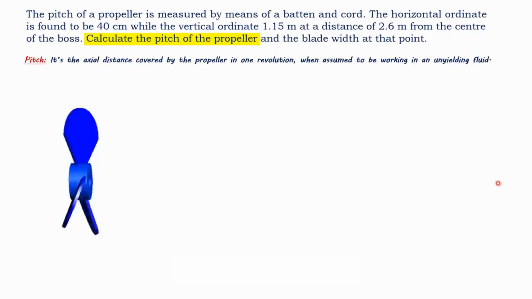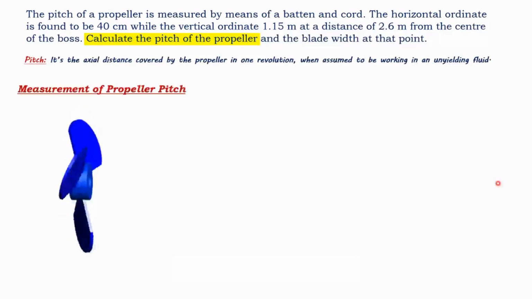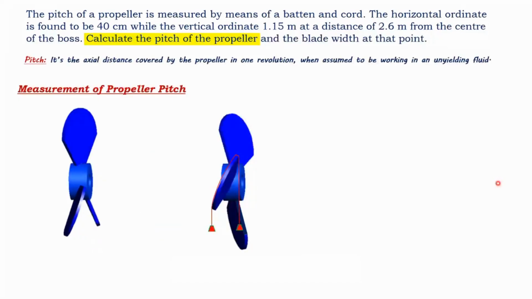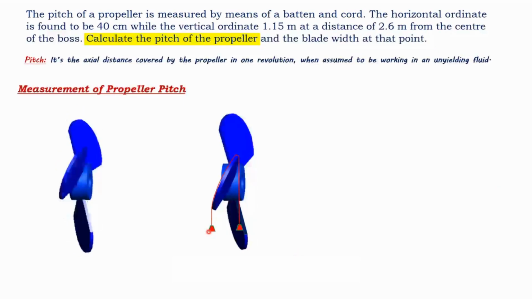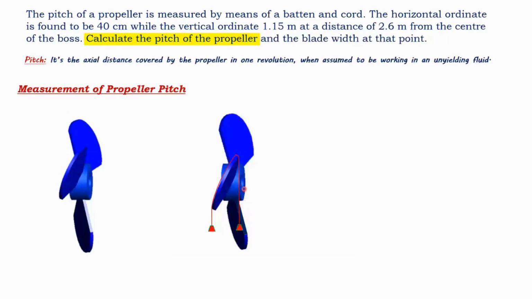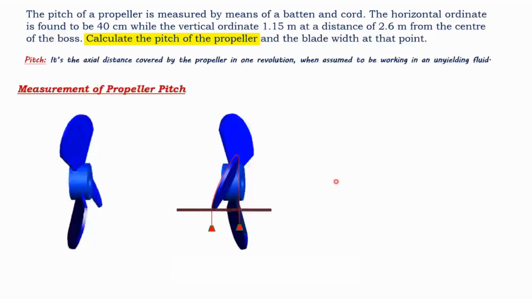So now let's say this is the propeller and its pitch is being measured with the help of a batten and cord. As I might have told you earlier, two weights will be attached onto a rope and the rope will be allowed to fall down. One of the blades is kept horizontal, pointing towards you right now. Now we will arrange a horizontal batten under it, and using a spirit level we will ensure that it is perfectly horizontal. And now horizontal and vertical ordinates will be measured with the use of a scale.